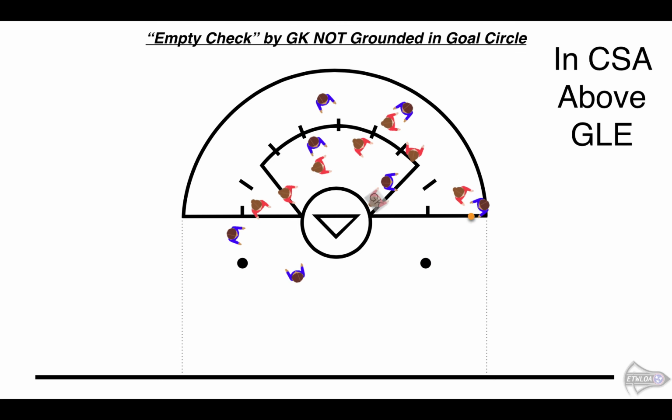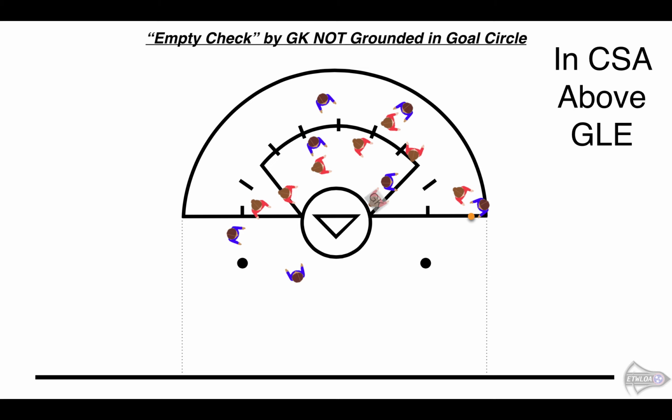Here we have another minor foul in the fan. So we're in the CSA above the goal line extended. This is a minor foul in the fan. We have an empty check committed by the goalkeeper not grounded in the goal circle. By not being grounded in the goal circle, that just means the goalkeeper is treated like they're another player out on the field and we will administer the foul as such.